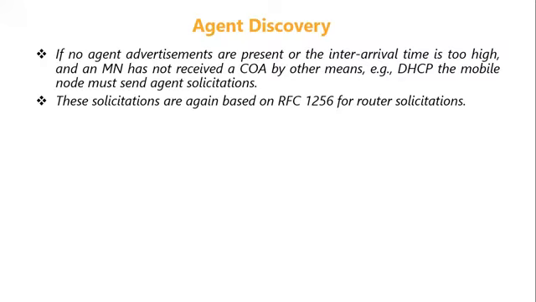But basically, an MN can search for an FA endlessly, sending out solicitation messages. Typically, a mobile node can send out 3 solicitations, one per second, as soon as it enters the new network.